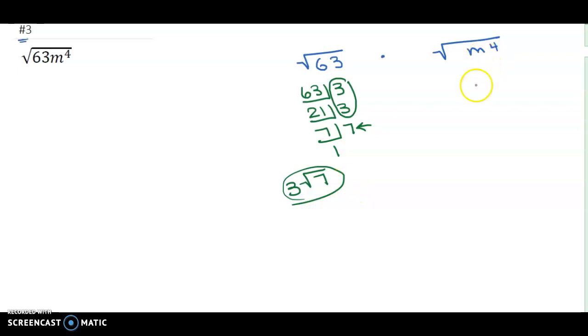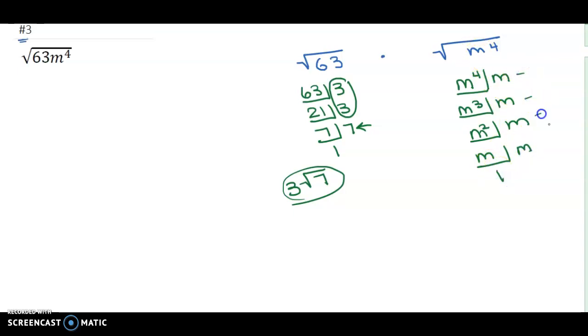Okay, now over here I have my m to the 4th. You could write this left or right or up and down. So m to the 4th is m. If I take m out, I have m cubed left. If I take another m out, I have m squared left. If I take another m out, I have just one m left. If I take another m out, I have 1. So remember, m to the 4th is just m times m times m times m. So 4 of them. So I have a pair of m's and another pair of m's and no leftovers, meaning I don't have anything in a square root. My pairs come out front, and if there's more than one, I multiply them. So m times m is just m squared.